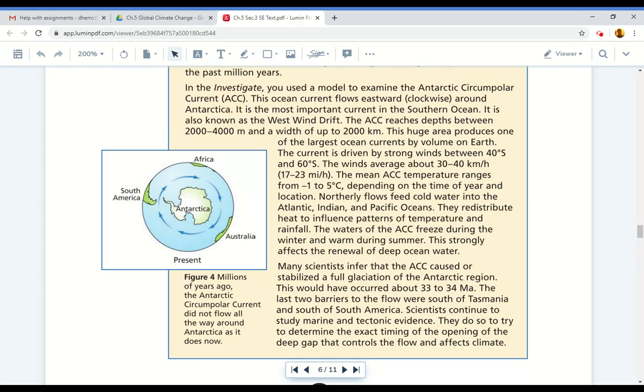This ocean current flows eastward, or clockwise, around Antarctica.